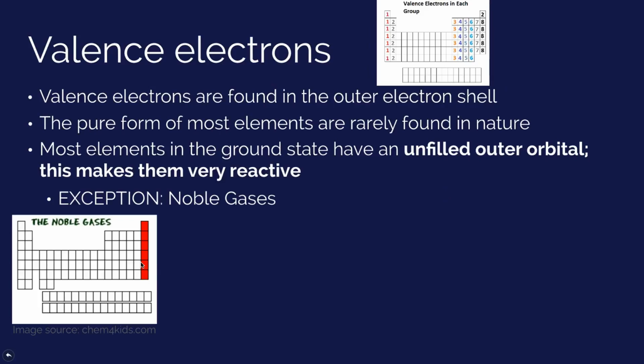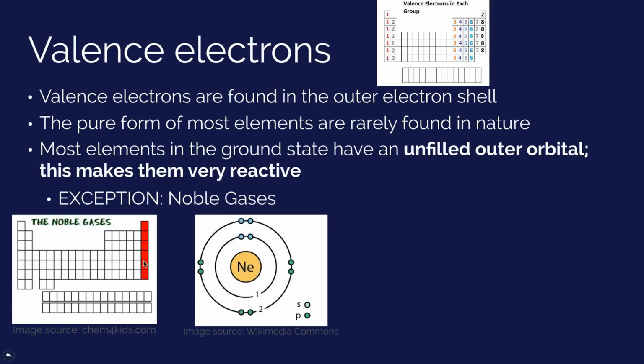The exception to that are the noble gases, all the way on the right side of the periodic table. So let's look at one of these and see what's going on, why they're the exception to this rule, where most elements are combined with something else, but the noble gases are not. If we look at a diagram of neon, we only have two energy levels, and we want to focus on the outer one. This is where the valence electrons are. So let's go ahead and count them.